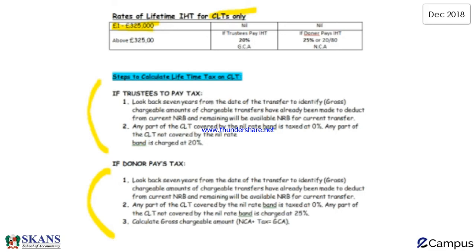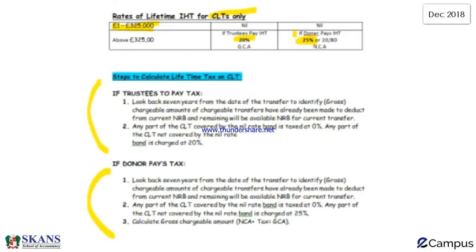Well, why are we talking about nil rate band? What is the importance of nil rate band? The chargeable amount which we have calculated just in the above calculation for CLTs would be taxed first at nil rate and then at either 20% or effectively 25%. But how will candidates select whether the rate is 20% or 25% after application of nil rate band?